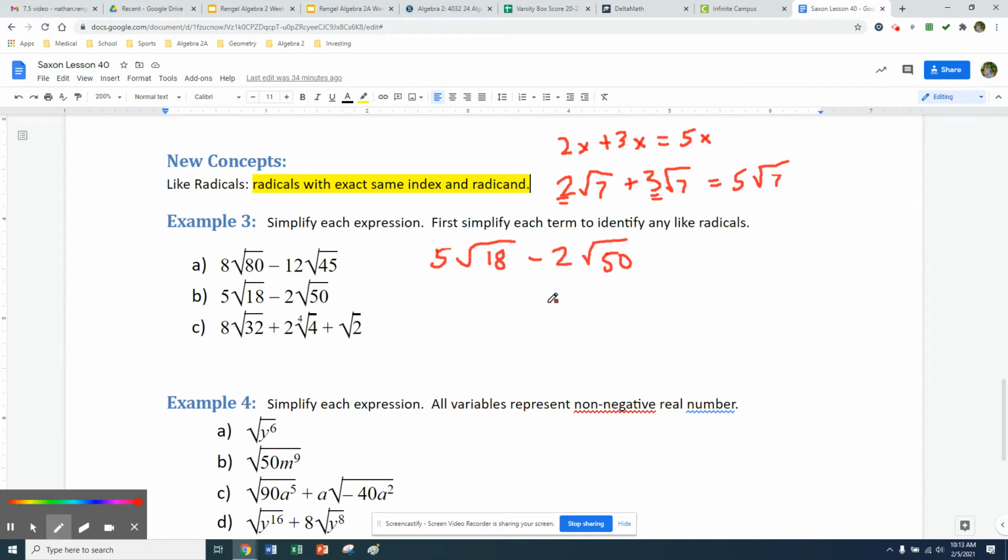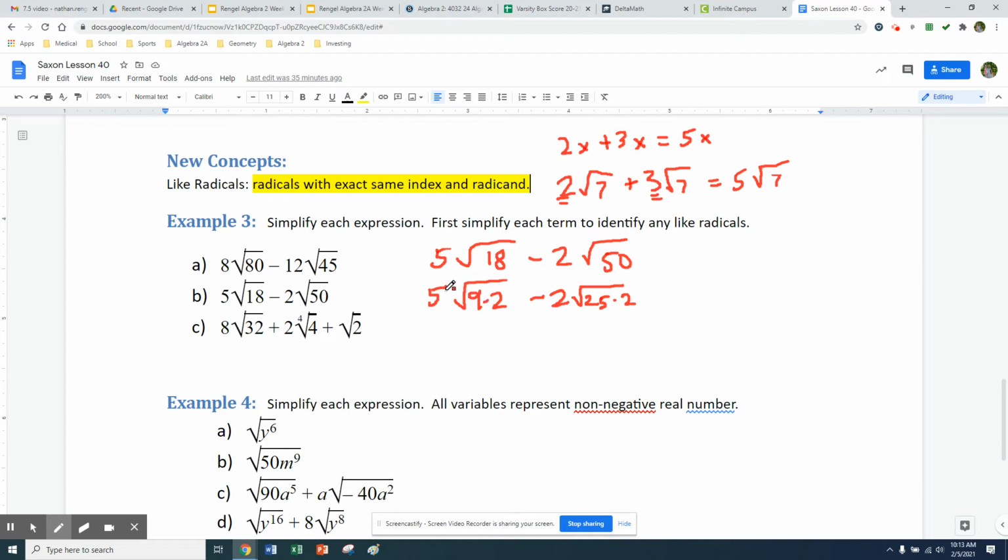Looking at part B, we have a subtraction. At first glance, we've got an 18 and a 50, so they are not the same radicand. So at this time, we can't add them together, but then we look to simplify. So 18 we worked on in day 1. That's going to be the result of taking 9 times 2, where 9 is a perfect square. And 50 is the result of taking 25 times 2.